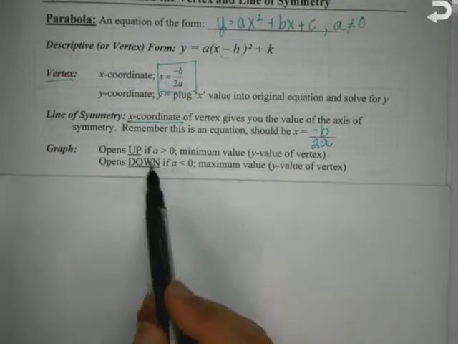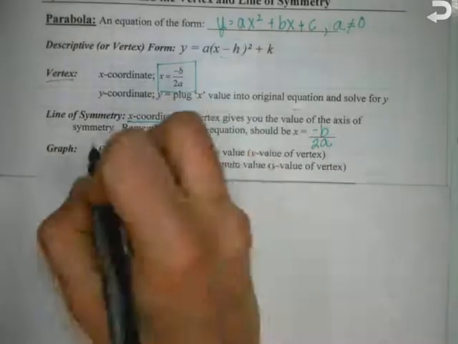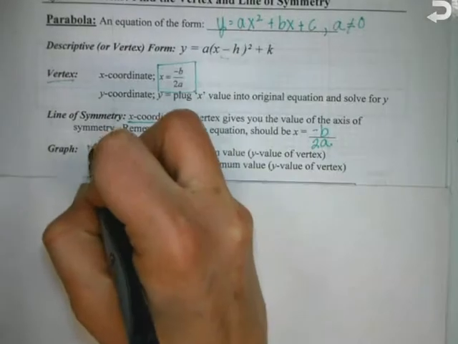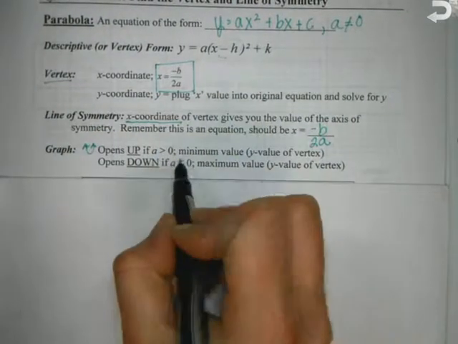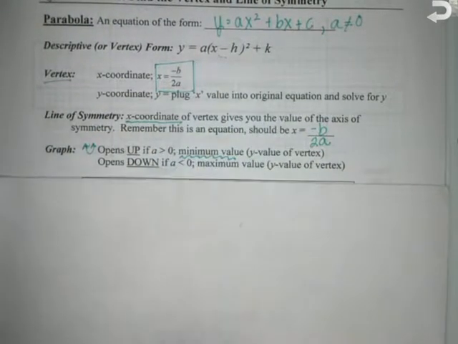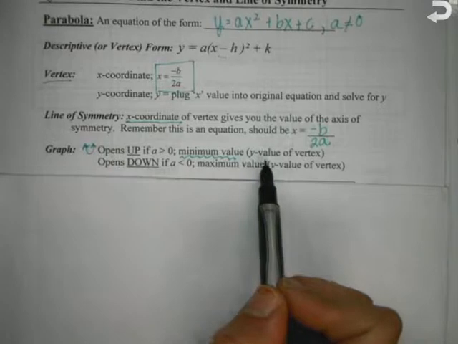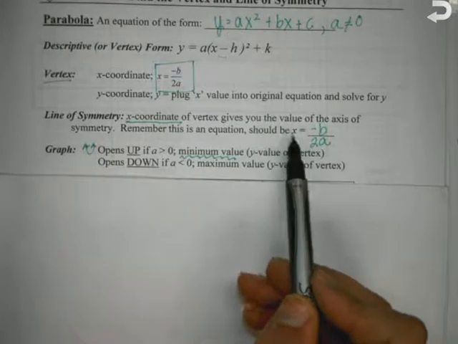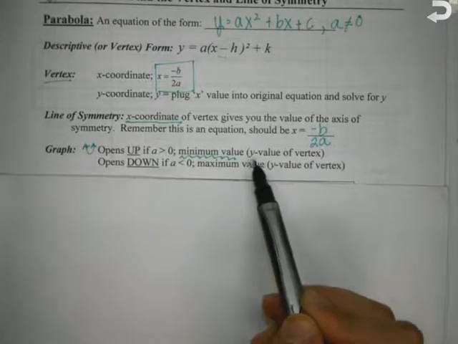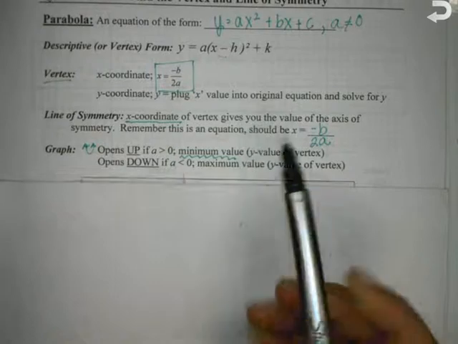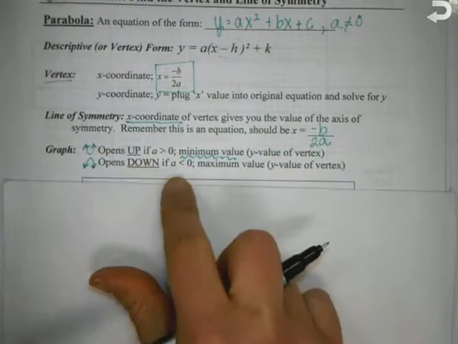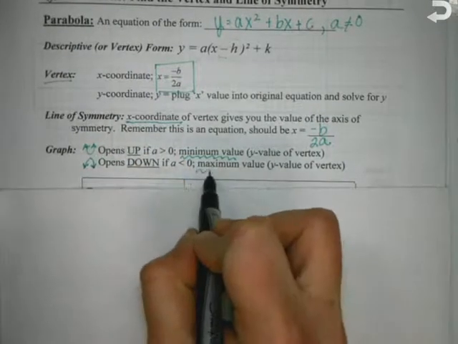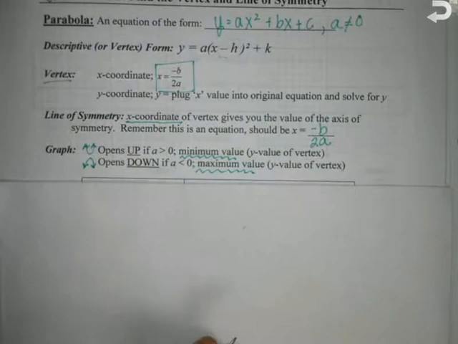And then we also talked about the way it opens. A graph opens upward, which means it's going this way, if a is greater than 0, which means it has a minimum value. And the minimum is always the y. So line of symmetry is the x-coordinate. Min or max is the y-coordinate. And then it opens down if a is less than 0, which means a is negative, and then it has a maximum value. I know I'm going kind of fast.